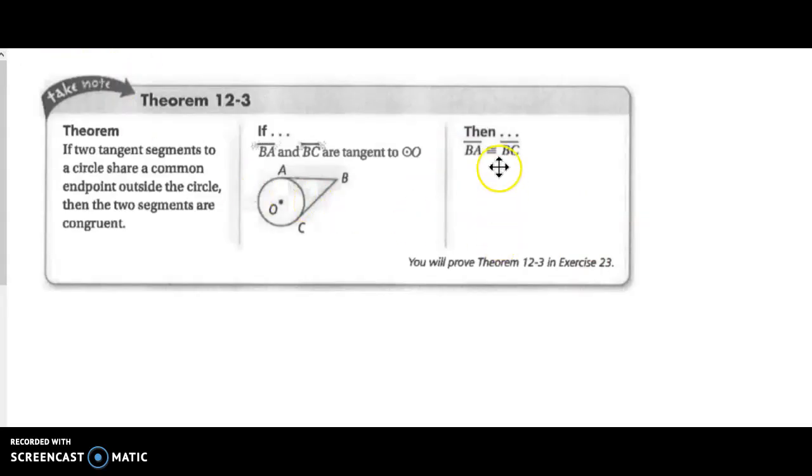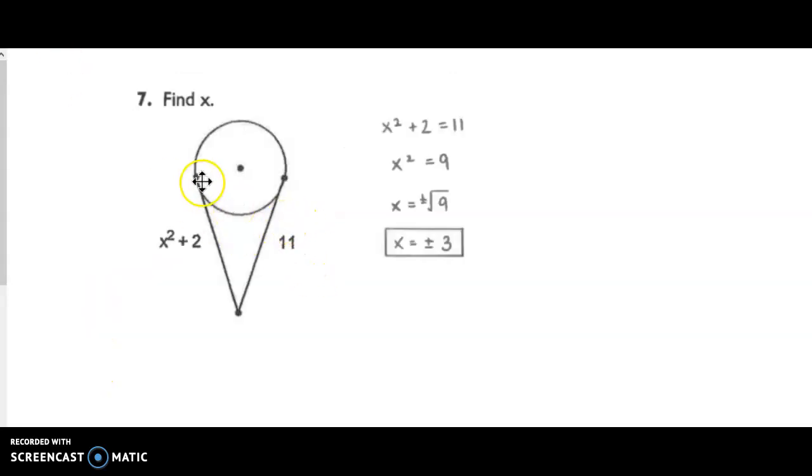Then there's another theorem. If from point B you have these two segments, if BA and BC are both tangent to the circle, then those two segments are actually congruent. Meaning the distance from A to B and C to B are the same. And so here, again, I believe we can assume that there are points of tangency. We set these equal to each other because they are congruent. Gotta use some algebra solving skills here.